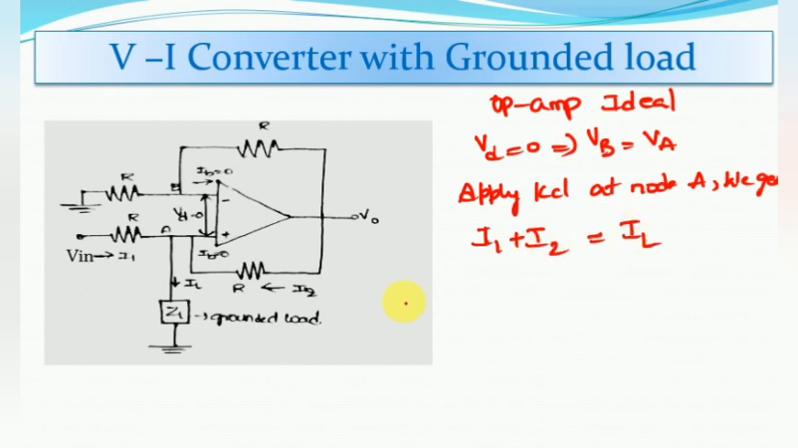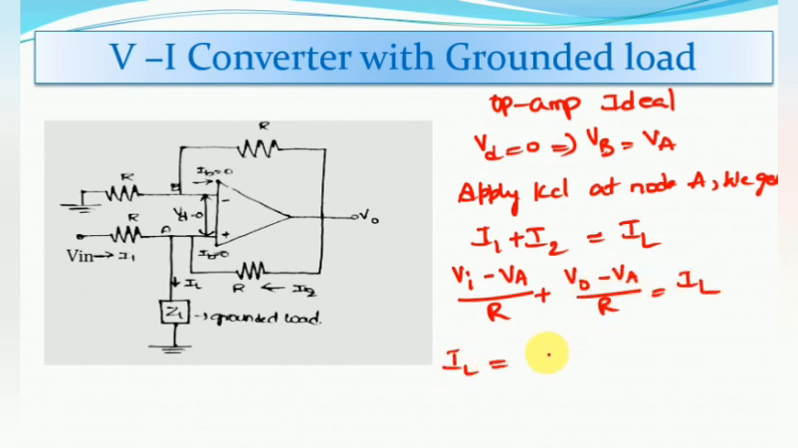Now what is the value of I1? So I1 is VI minus VA by R, plus I2 is V0 minus VA by R, which is equal to IL. So finally the value of IL is 1 by R into (VI plus V0 minus 2VA). So this is the value of IL.